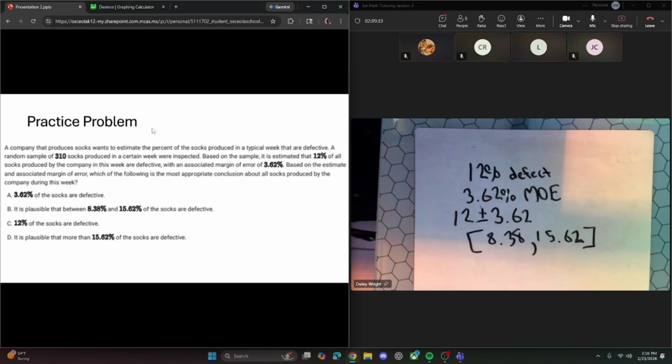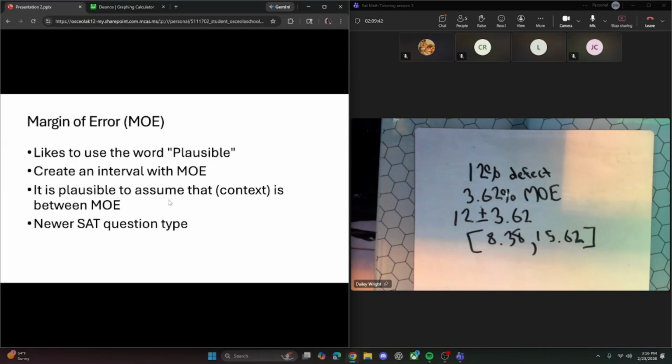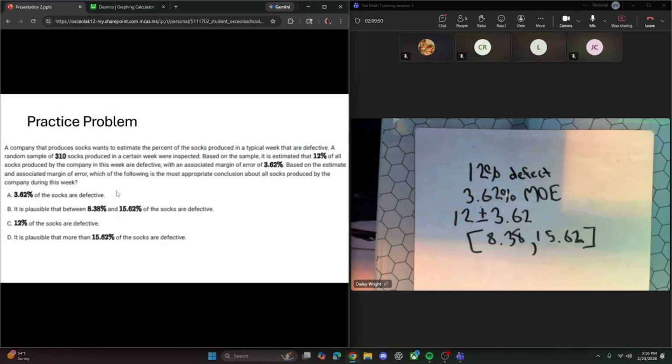Okay, so it is plausible that between 8.38 and 15.62 percent of socks are defective. Well, if we go back, that is kind of the skeleton sentence that margin of error uses on the SAT. That the context is between the margin of error. So yes, B would be your correct answer. And the reason it's not D is because your margin of error is supposed to show you where it's probably going to be. So if it's not in the margin of error, it's probably not going to be there.